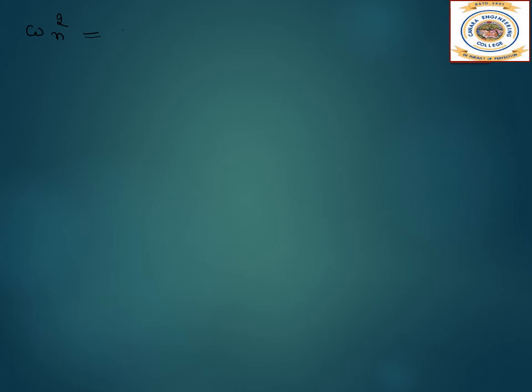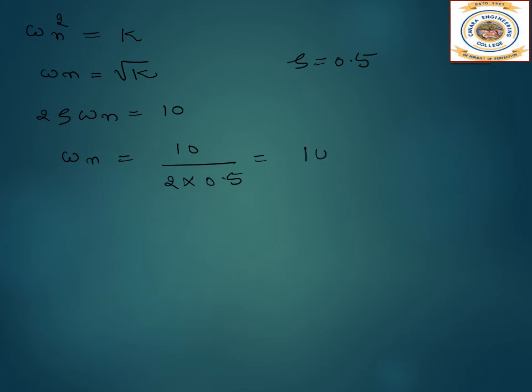So omega n square will be equal to k, and omega n is equal to root k. Next, 2 zeta omega n is equal to 10. Now we know zeta, so we can find omega n from here. 10 divided by 2 into zeta, and zeta is given in the question as 0.5, the damping ratio. So we get omega n as 10.